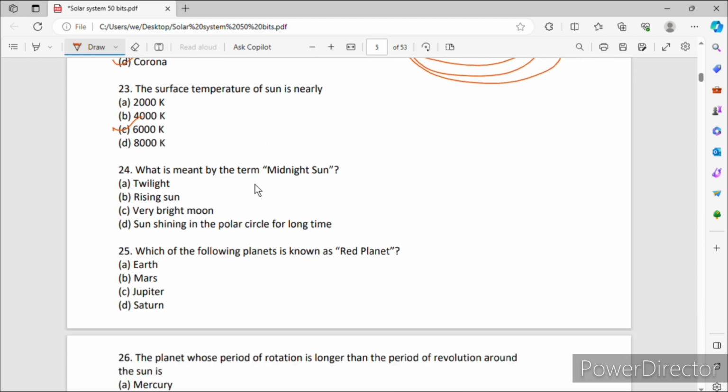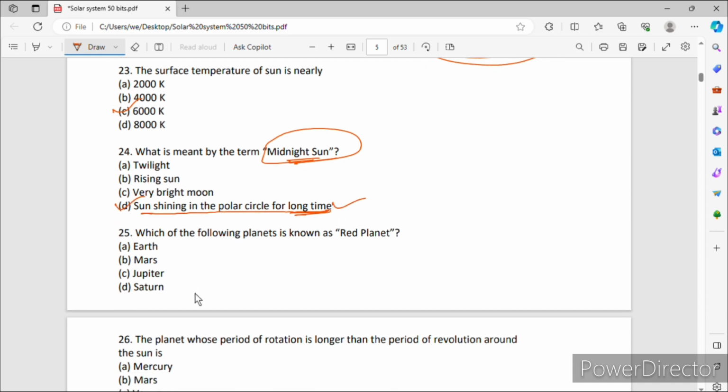And what is meant by the term midnight sun? See friends, midnight sun is nothing but if you see in the local times, even at midnight, the sun is there, then it is called a midnight sun, which occurs mostly in the polar regions, that is, the sun shining in the polar circle for a long time. So that is called midnight sun. So option D is correct. And see the next question.